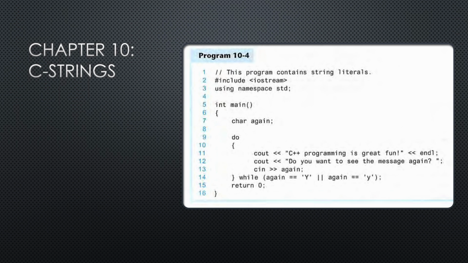You have to think back a ways, but we talked in Chapter 2 about how a null character or null terminator is a byte that holds the ASCII code 0. Strings that are stored this way are called C-strings because this is the way strings are handled in the C programming language. This program contains 2 string literals. "C++ programming is great fun." And "Do you want to see the message again?" The first string occupies 30 bytes of memory, including the null terminator, and the second string occupies 39 bytes.